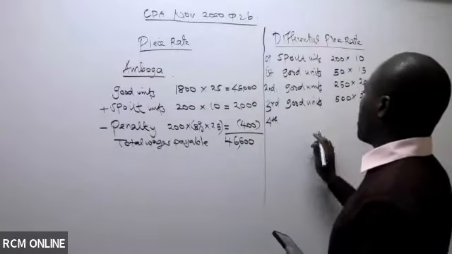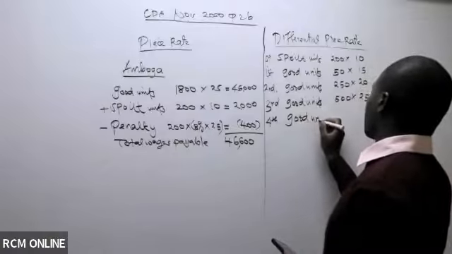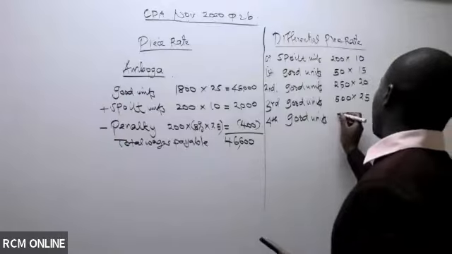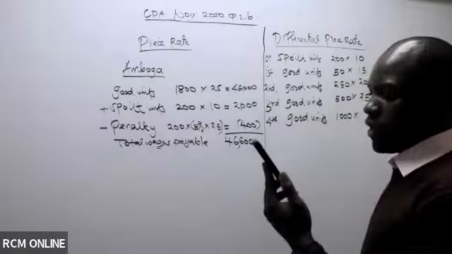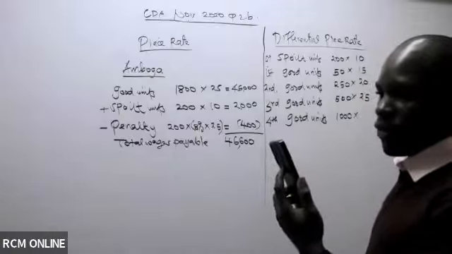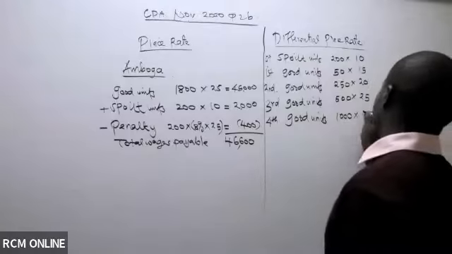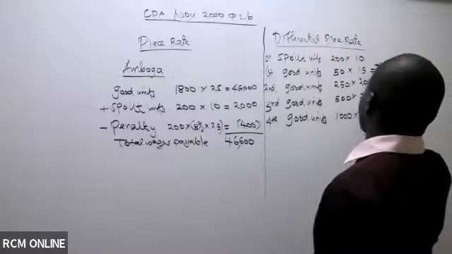So how many goods are remaining? 1,000. So how much was paid for the 1,000? How much do we have there for the 1,000 units? 30 shillings, right? So these ones here will be the amount earned by this individual.